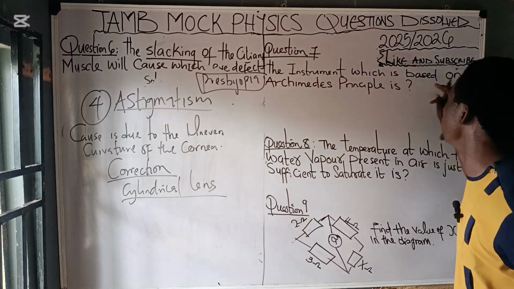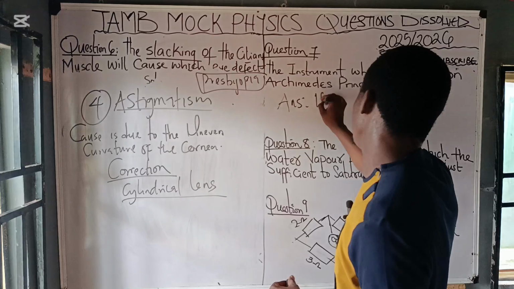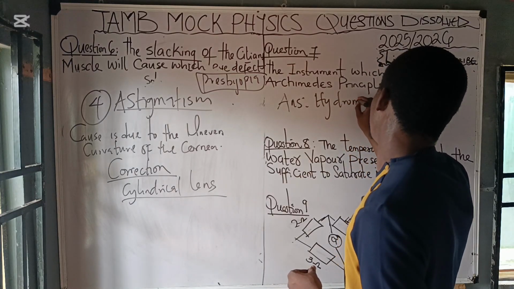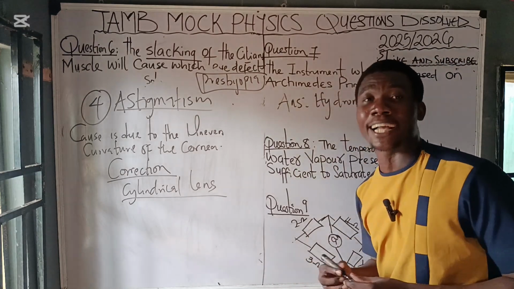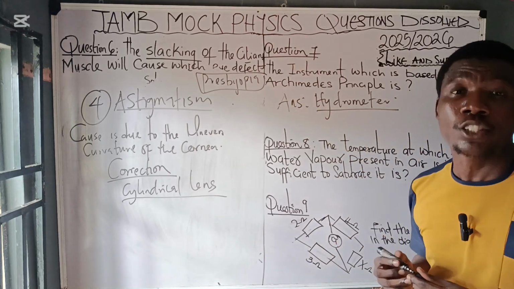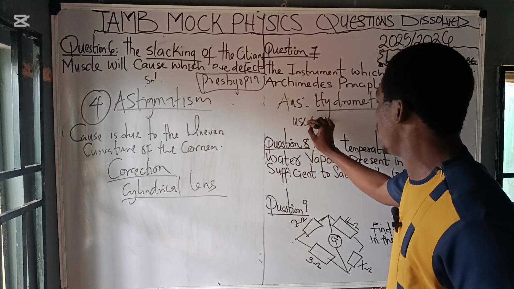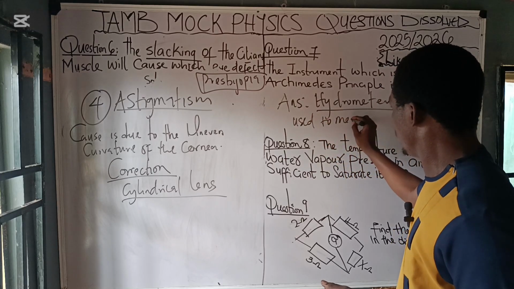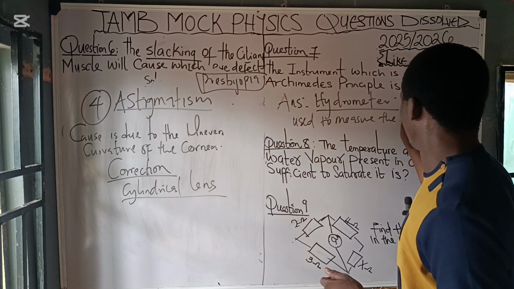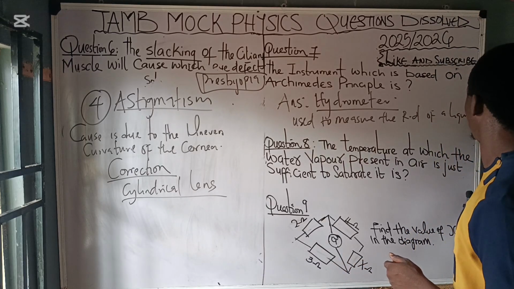Now, the instrument which is based on Archimedes principle is what? The answer to this question is a word, hydrometer. Don't forget, I didn't say hygrometer, hydrometer. Hydrometer is a device that is used to measure the what? Relative density of a what? Of a liquid.